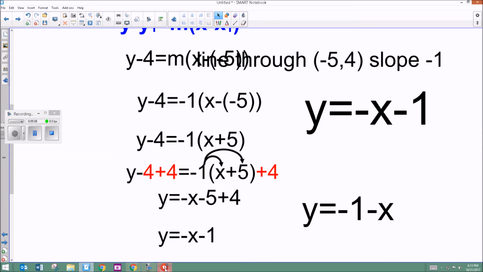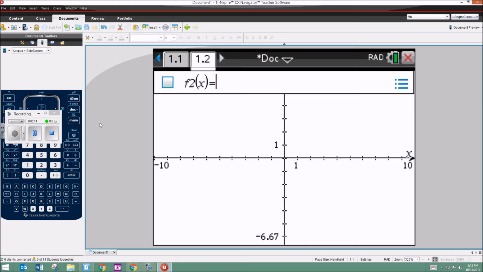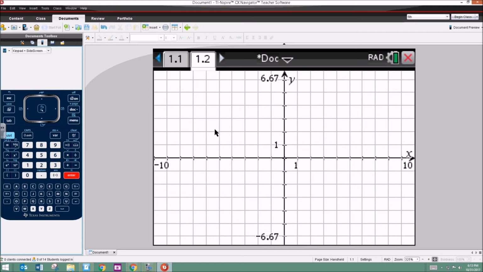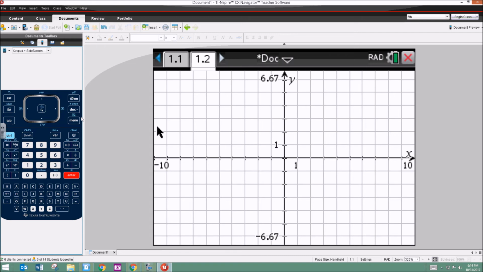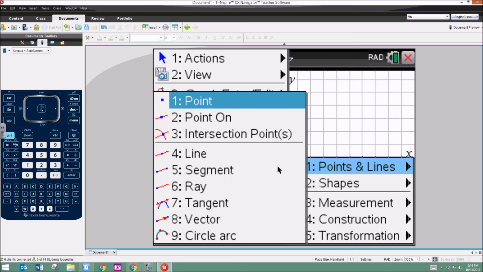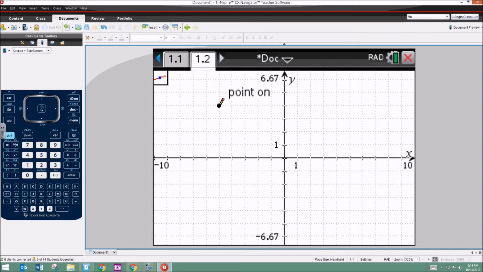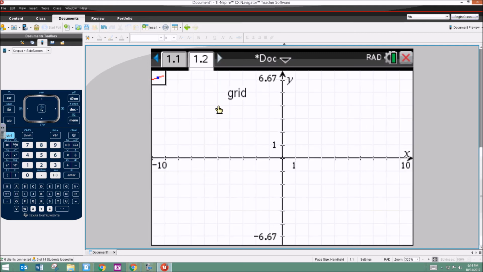So there is the equation. Let's check it out just to make sure it works. Let's go to a new graph page and turn on our grid. I'm going to do this a little backwards this time. I'm going to put the point in first. The point is negative 5, 4, so I'm going to plot it with the point on function.